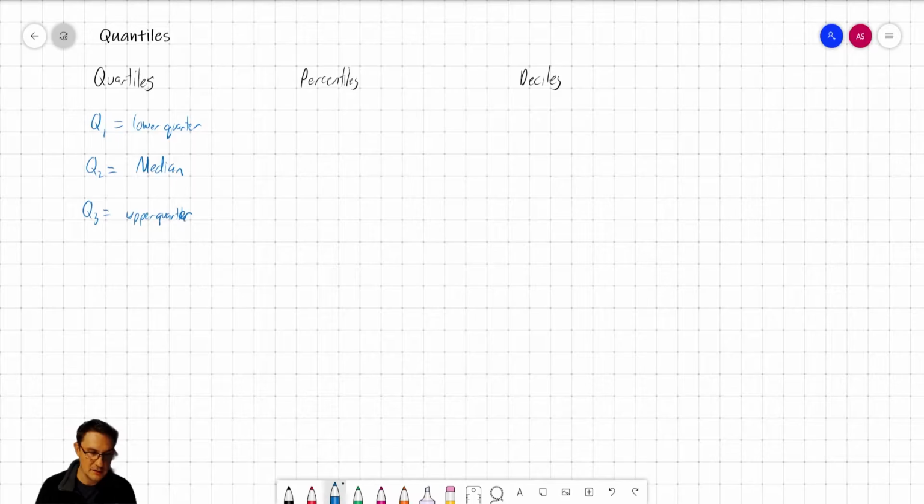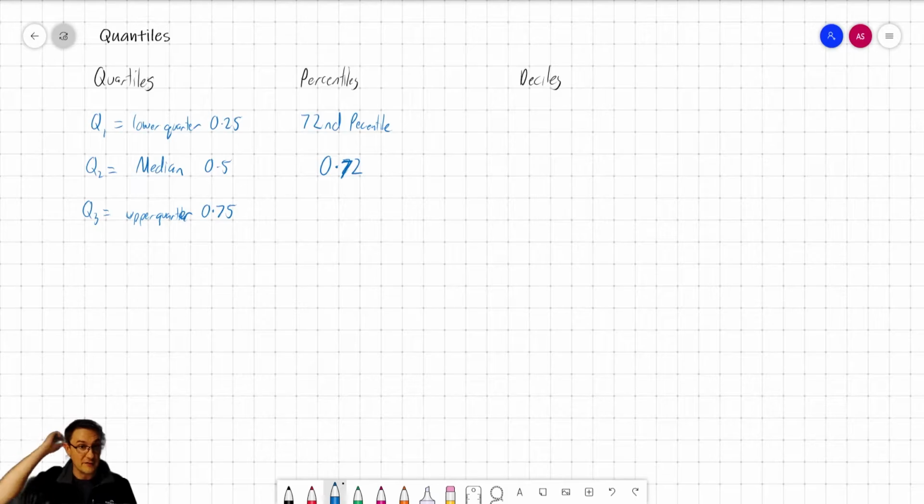Now, these are the main ones we're going to be dealing with, but there are the other ones as well. There are percentiles. Now, this is where you're finding a percentage. So it might be 1%, 2%, or 3%. So as an example, if you had a 72nd percentile, as you work this out, that's going to be equal to 0.72 in your probability density function. Just to go back to the quartiles, the first one for the lower quartile, that's going to be 0.25. The median is going to be 0.5, and the upper quartile, well, that's going to be 0.75 here.